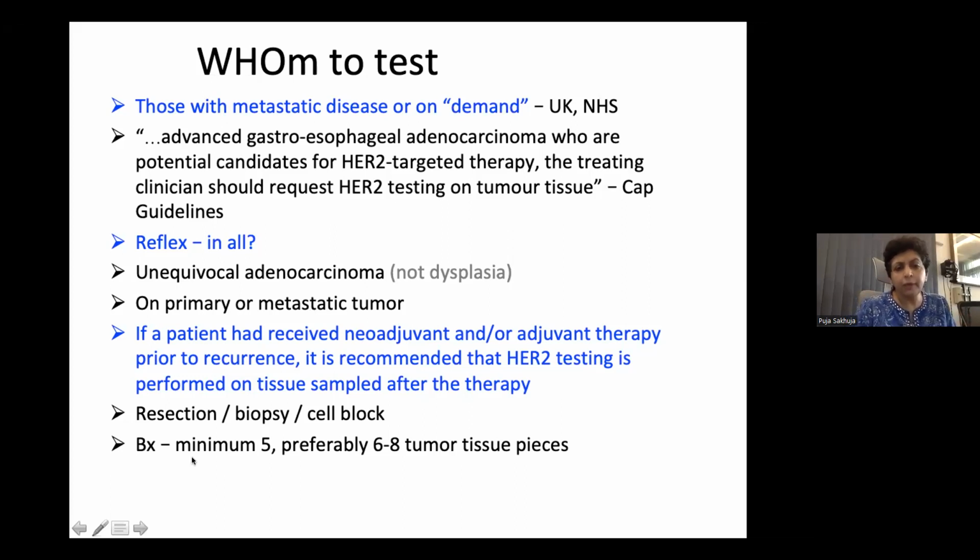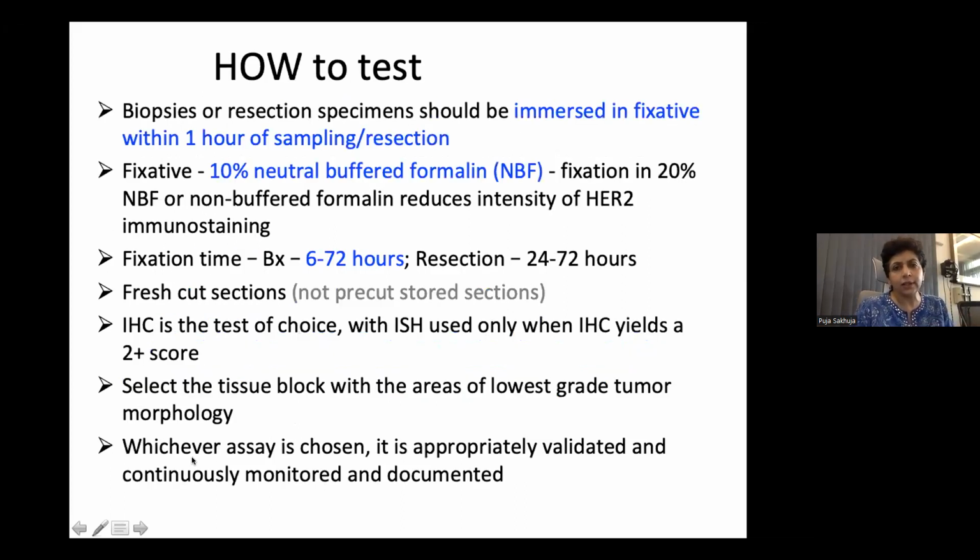In a biopsy, preferably you should take 6 to 8 tumor pieces, and 5 separate clusters of tumor cells are assessed when assessing the biopsy. Now, how to test, you may think is for the pathologist, but I've highlighted the things that are important for the clinician. You put a biopsy in formalin, right? You must ensure that the biopsy is placed in formalin immediately, within 1 hour of sampling, otherwise it can change results.